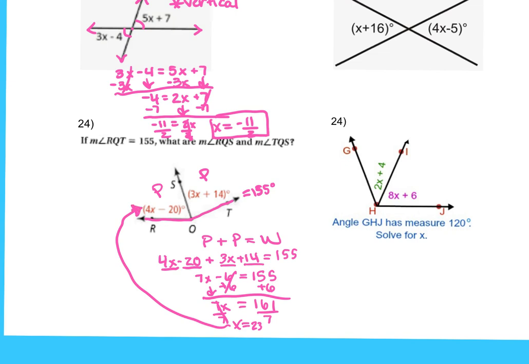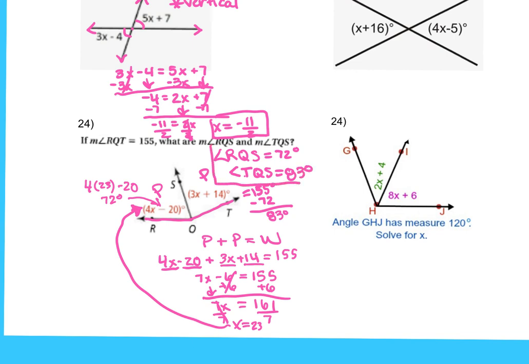So our first angle is 4 times 23 minus 20. And 4 times 23 minus 20 gives you 72 degrees for our first part. So RQS is equal to 72 degrees. And then we know that the whole is 155, so we can subtract the part that we do know from that whole, and we get 83 degrees. So TQS, the second part, is 83 degrees. And there we go.